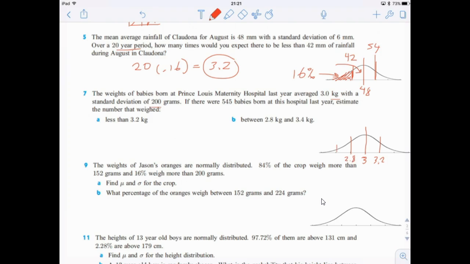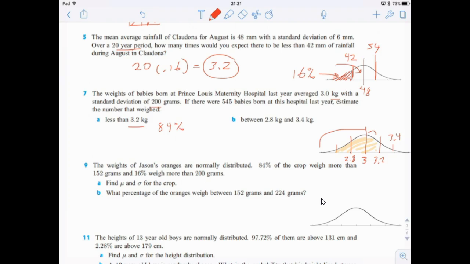Okay, and then 3.4 here. Okay. Then it says, if there were 545 babies born at the hospital, estimate the number that weighed less than 3.2. Less than 3.2, that would be this region here. So that would mean half of this is 50%, right? Plus this region here, which we know is half of 68, 34. So it's going to be 50 plus 34%. It's going to be 84%.